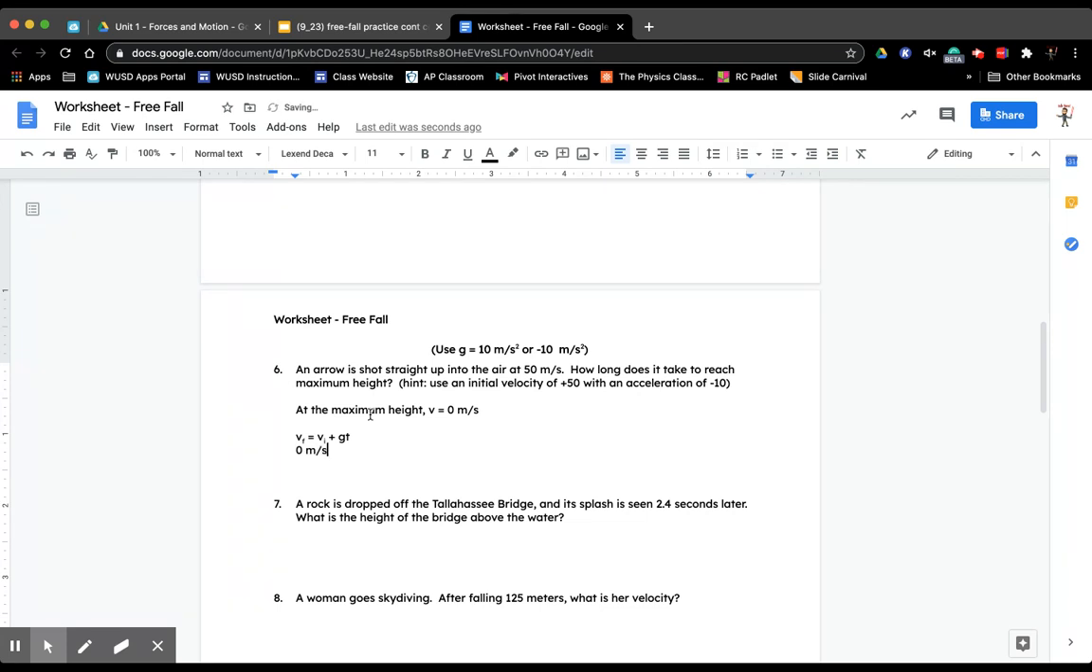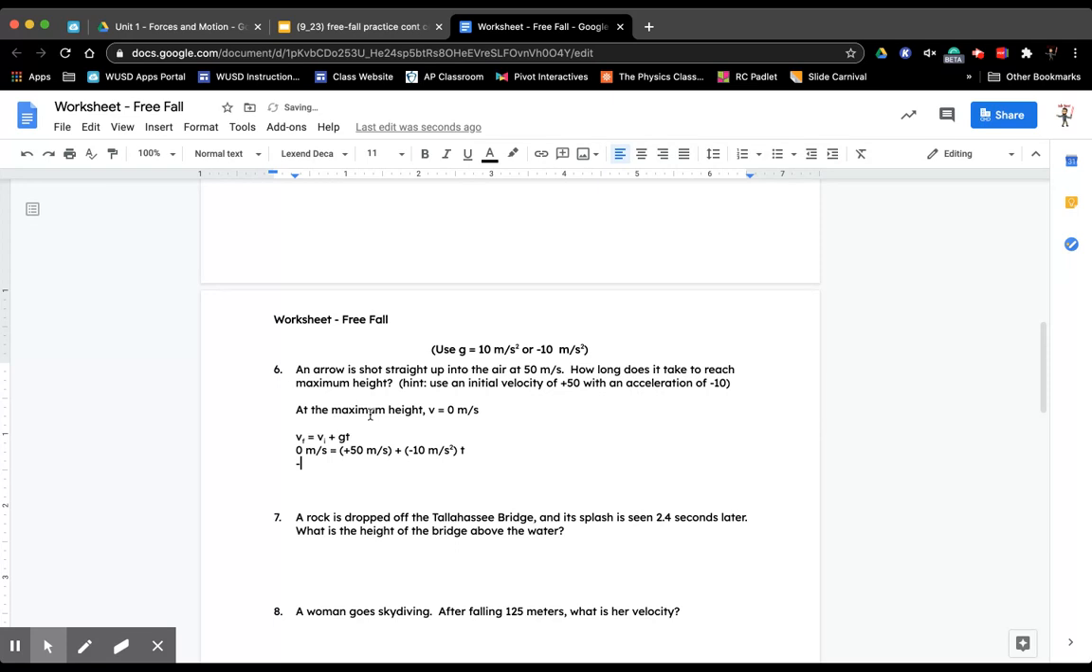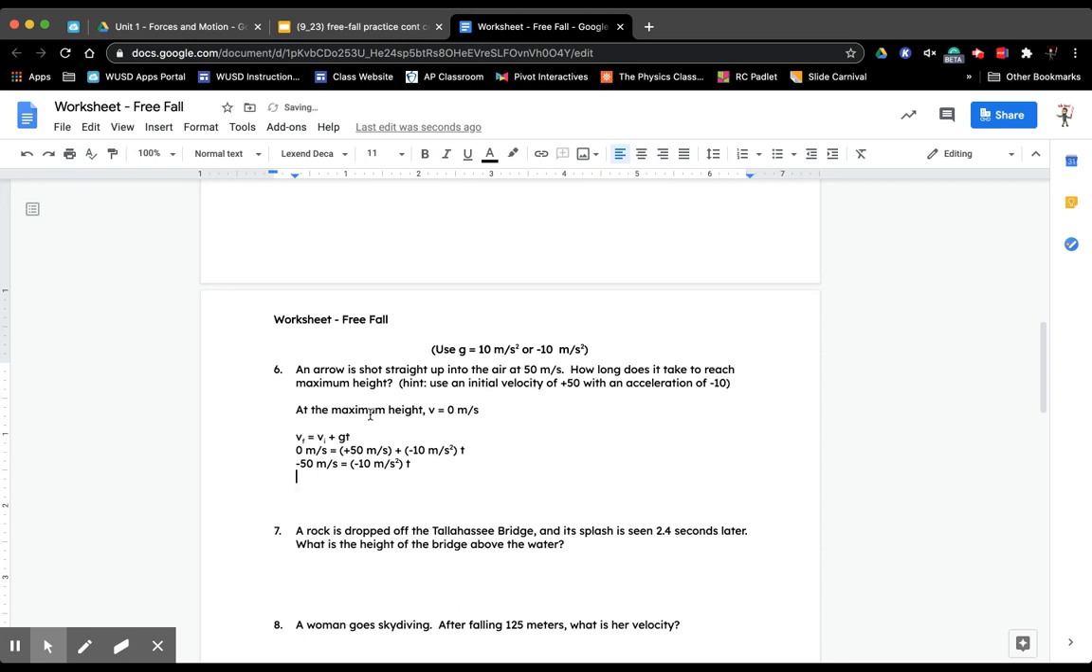So we'll put 0 meters per second is equal to, now our initial was 50 meters per second straight up. I'm going to define up to be positive. Which means that the acceleration is going to be pointed towards Earth. So I'm going to use negative 10 meters per second squared, and then we're solving for time. Go ahead and subtract 50 to the other side, and then divide by 10. Negative 50 divided by negative 10 is 5, so 5 seconds is equal to t.